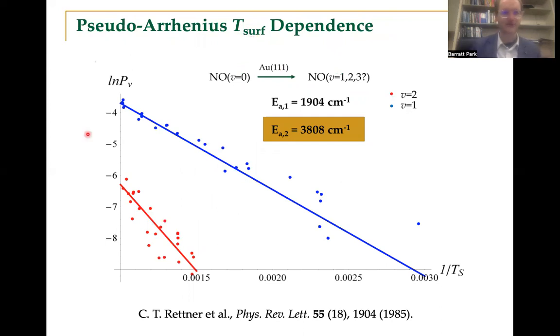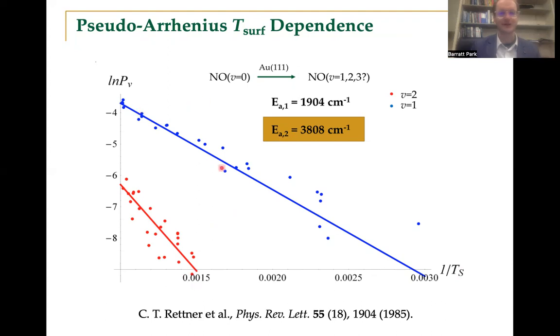If you look at the probability of exciting a particular vibrational state, on a logarithmic scale, as a function of 1 over the surface temperature, then you see basically these linear curves. The blue curve is for the probability of exciting V=1, and the red curve is for the probability of exciting V=2. You can see the probability of exciting V=1 is significantly higher, but you can also see that the effective activation energy that's derived from this Arrhenius type plot is different for the two vibrational states.